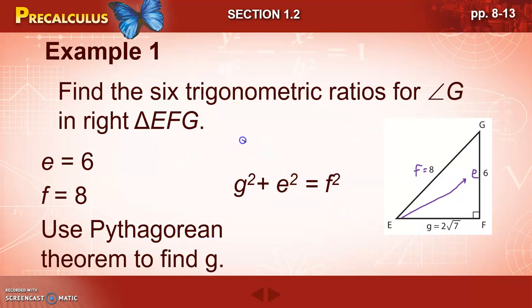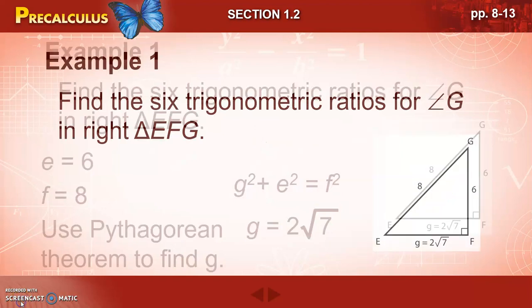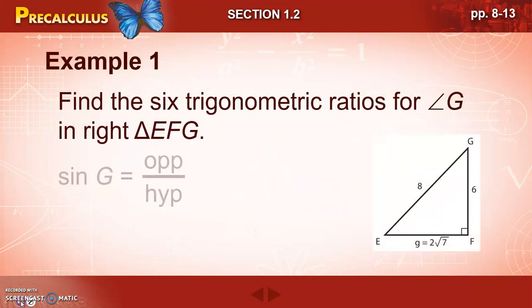We know that leg squared plus leg squared equals hypotenuse squared. In this case, we've just replaced the letters in the Pythagorean theorem with the letters that we're using to represent this triangle. So leg squared, G squared, plus E squared equals hypotenuse, which is F squared. We know that G is 2 times the square root of 7, and E is 6.